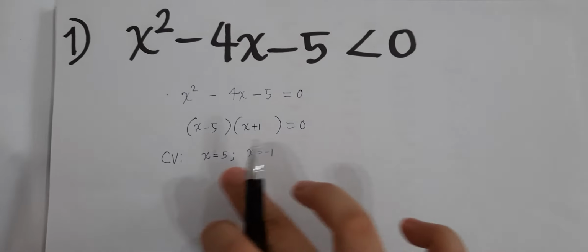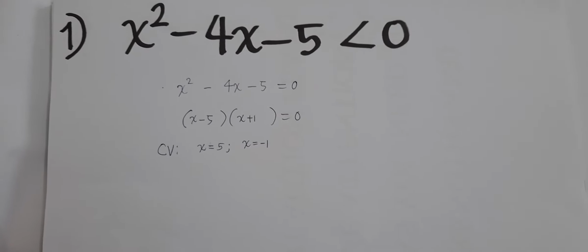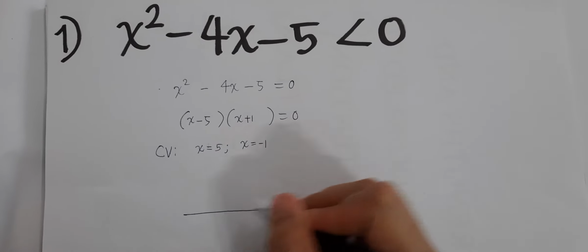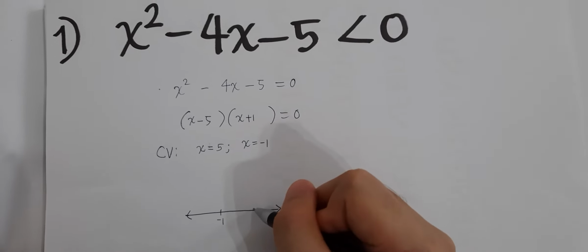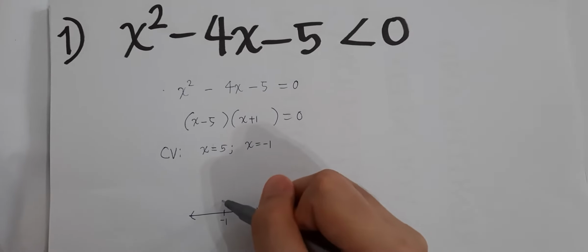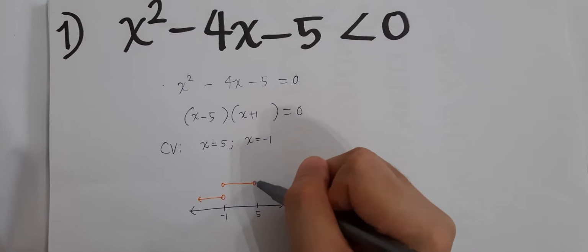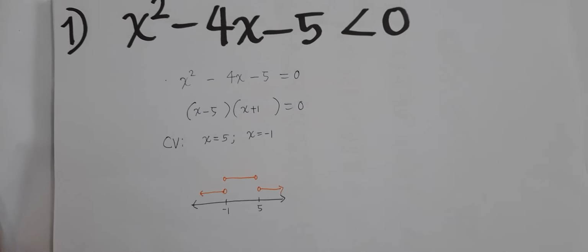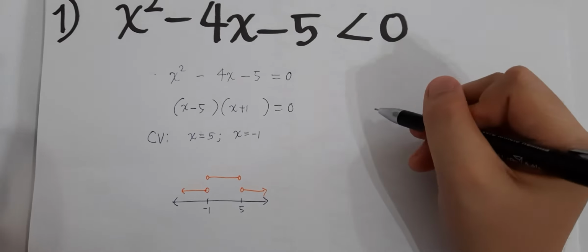After this, you need to form a real number line so that we could identify the possible inequalities. Here is negative, here is positive. In this case, we have three possible inequalities. It could be less than minus 1, it could be minus 1 to 5, or greater than 5. So you have three possible options. So let's put it in a table.